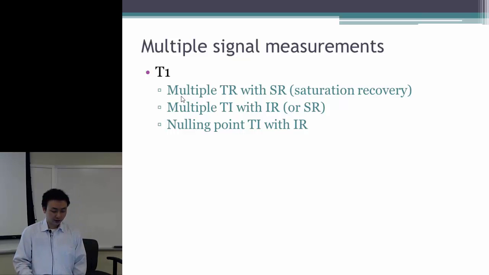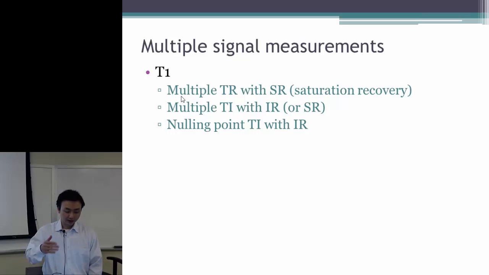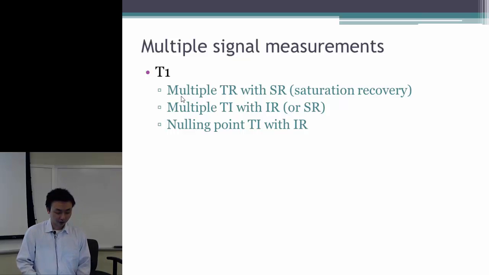Another way to do that is to do multiple TI imaging with inversion recovery. For inversion recovery, we apply a pi pulse, and then we collect the data during the signal recovery. We can plot out the curve of that signal recovery, and then we can estimate the T1 that is associated with it. We can also do this multiple TI with saturation recovery, but it's not as good. The dynamic range of saturation recovery is much less than inversion recovery, so the accuracy and robustness against noise are a little bit worse.